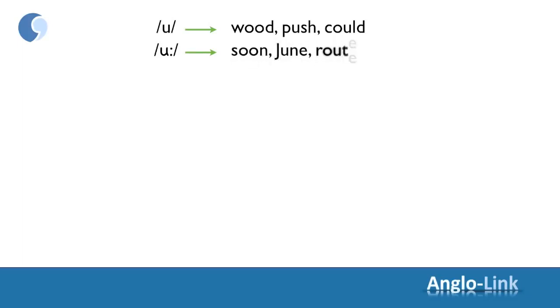And now our final pair, the short oo, as in would, push, could, and the long oo, as in soon, June, root. Okay, let's look at our minimal pairs, comparing the two sounds.